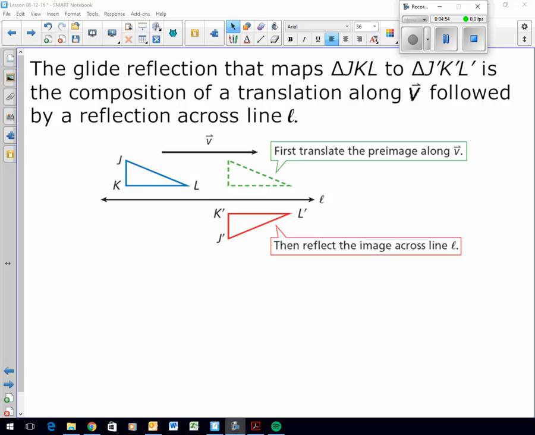Okay, a glide reflection that maps triangle JKL to triangle J prime K prime L prime is the composition of a translation along B followed by a reflection across line L. Right? So we're clear about something. It says that the translation occurs along B. That means in the same direction as line B. Right? B with an arrow pointing, correct? Is going in the same direction as that particular line.